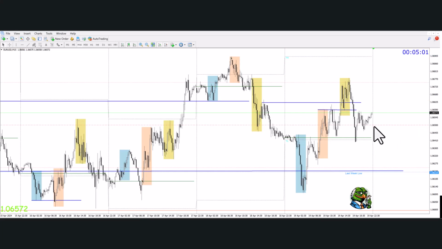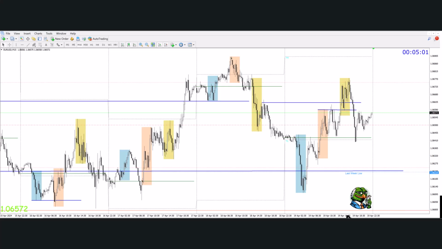And that is 1.0650. This smaller dotted line is what I call the 25s. Okay, that'll be a 25 level. So that is 1.0625. If it's above the 50, that's 1.0675. This red line is 1.06.